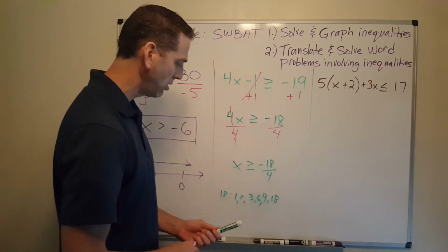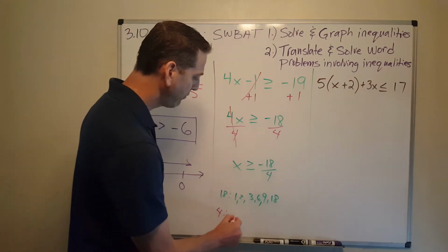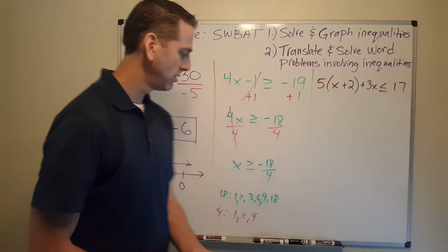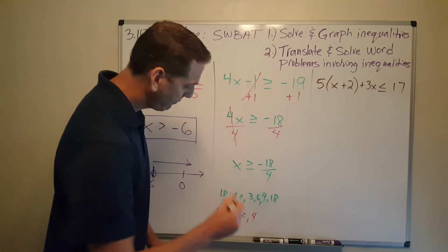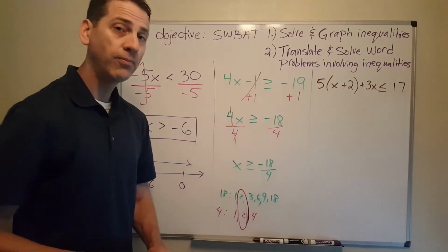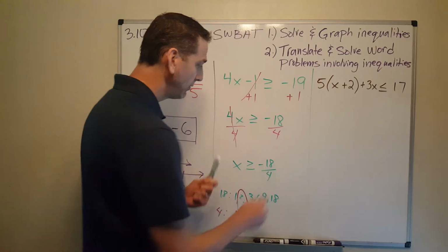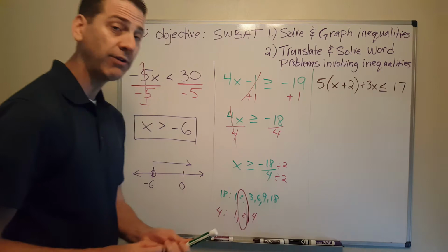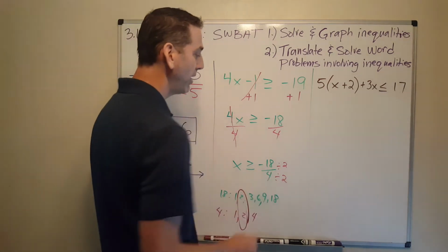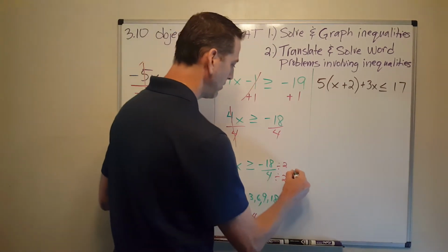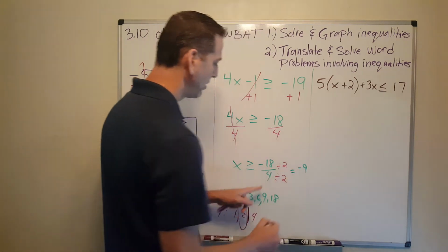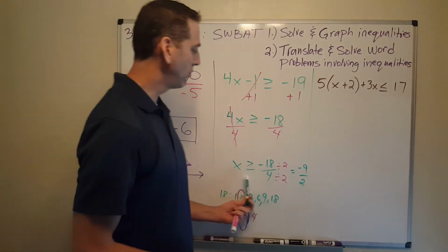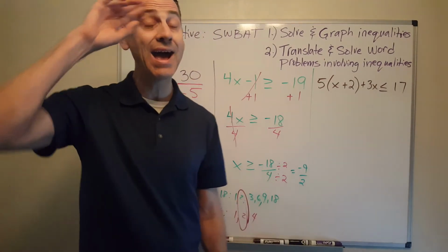What are my factors of 4? Factors of 4 are 1, 2, and 4. What's my greatest common factor? Greatest common factor is 2. Okay, so I'm going to divide the numerator and the denominator by my greatest common factor. So 18 divided by 2 is going to be a negative 9, right? 4 divided by 2 is 2. So x is greater than or equal to negative 9 halves.